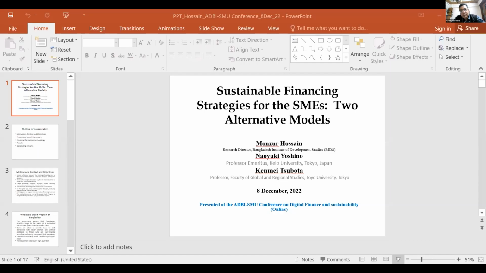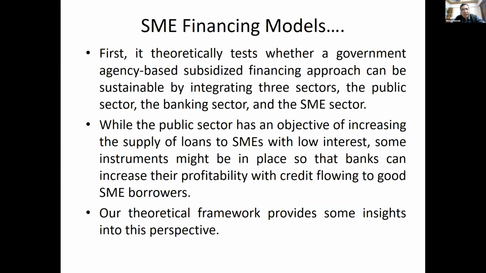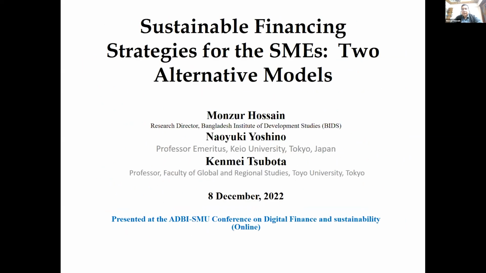Okay, thank you, Dev. I'm now sharing my slides first. Can you please see the slides? Okay, as you heard from Dev, our title of the paper is Sustainable Financing Strategies for the SMEs, 2 Alternative Models. The paper is jointly written with Naoki Yoshino, who is Professor Emeritus, Keio University, and Kanmei Subota. He is also Professor, Faculty of Global and Regional Studies, Toyo University, Tokyo.